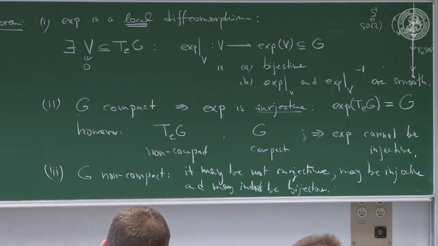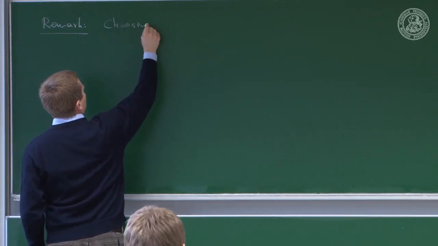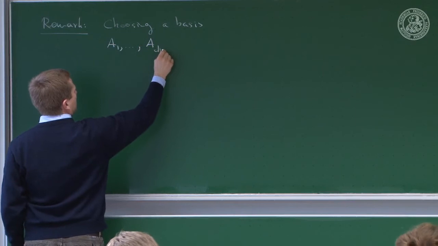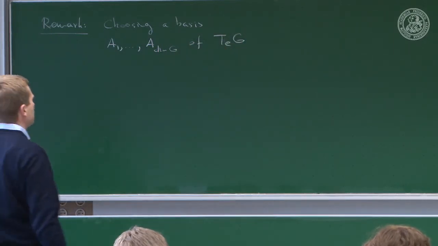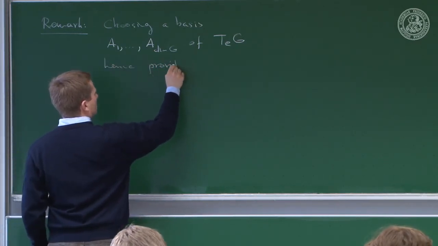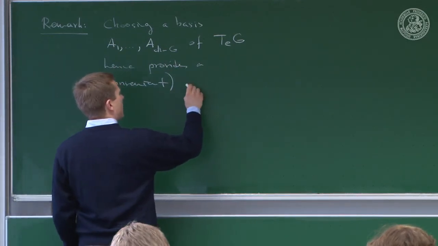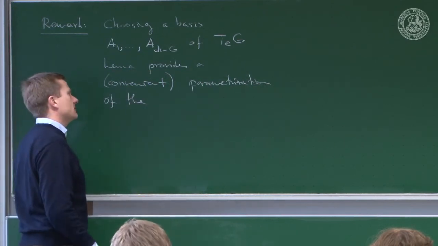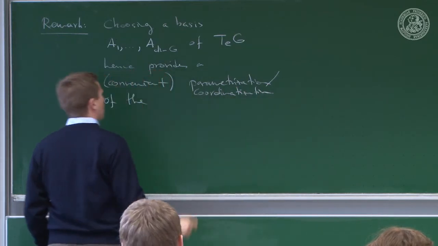Okay, and so an interesting non-compact group in physics is, of course, for instance, SO(1,3). The Lorentz group is non-compact. Choosing a basis A_1 to A_dim G of the tangent space at the identity, choosing a basis there, hence provides a, let's say, convenient parametrization, or coordinatization, of the Lie group.